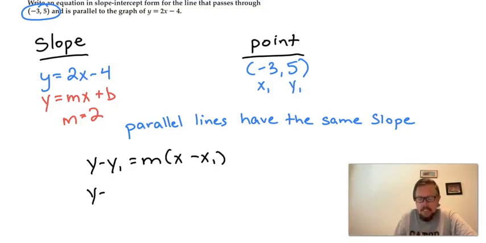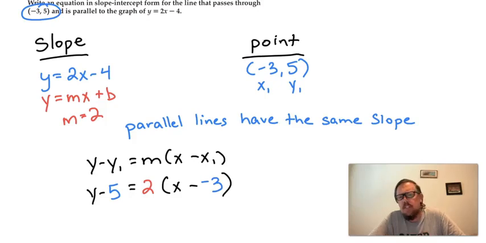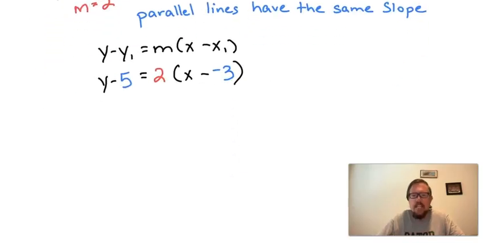y - y1 = m, which is 2, times (x - x1), and our x1 is negative, so we're going to have x minus -3. So this is all right, but you can see from the first sentence of the directions, it says write an equation in slope-intercept form. So what we need to do is take this equation that is in point-slope form and convert it into slope-intercept.